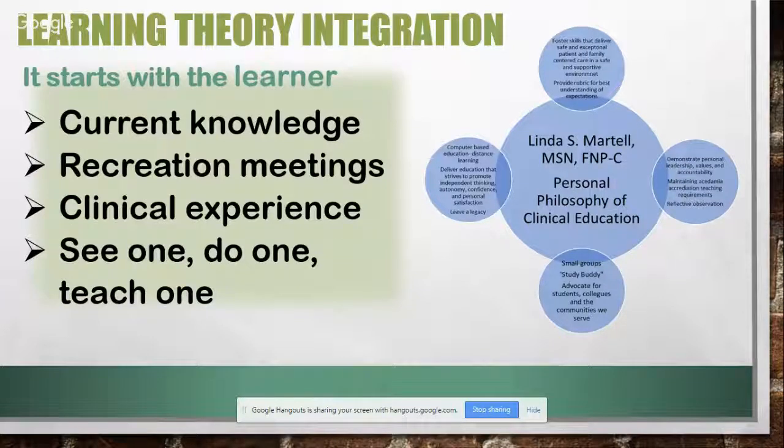The theory of constructivism validates encouraging personal leadership, values, and accountability. By promoting these measures, we can facilitate the maintenance of academic accreditation teaching requirements and produce students that become the disruptive innovators of the next generation. Reflective observation is one of the qualities of constructivism that embraces independent thinking, autonomy, confidence, and personal satisfaction. This learning model equips the learner to deliver safe and exceptional patient and family-centered care in a safe and supportive environment.